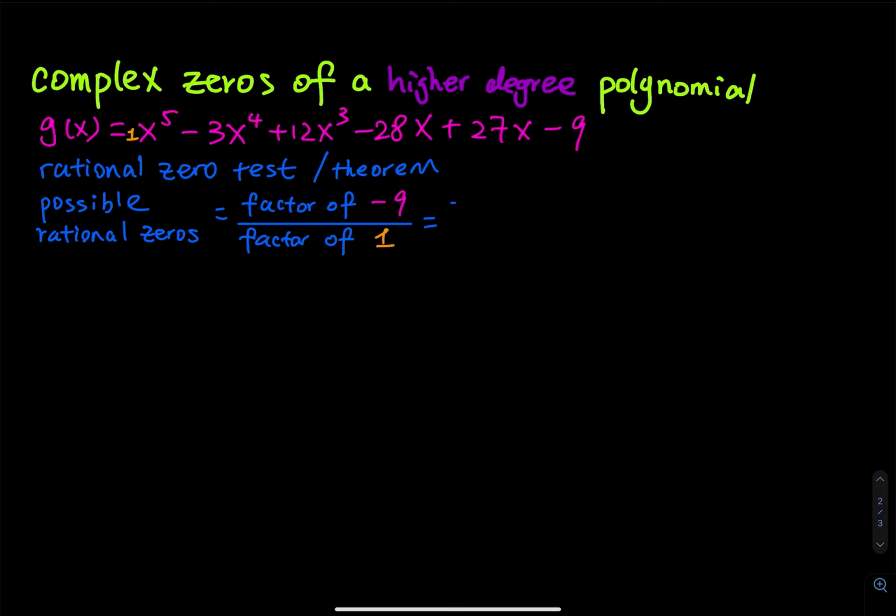So this will be ±1, ±3, ±9, and then the leading coefficient is just ±1. We have to take care of the plus or minus because -1 times -1 equals 1. So take each number on top divided by 1, so that gives you ±1, ±3, ±9. And then the next step: you have 6 numbers, right? 1, 3, 9, -1, -3, -9.